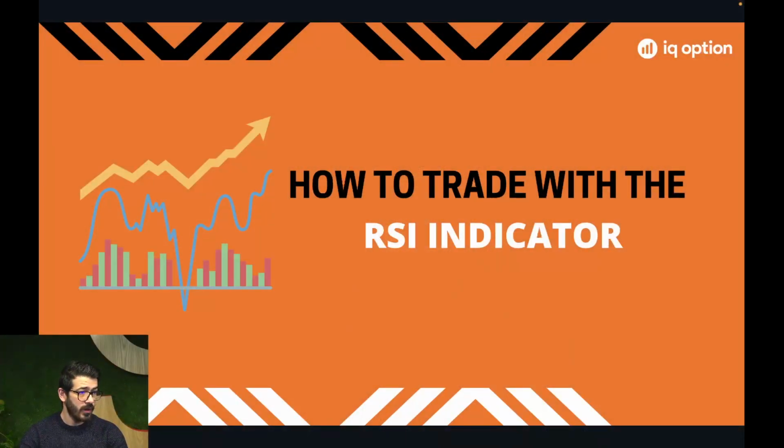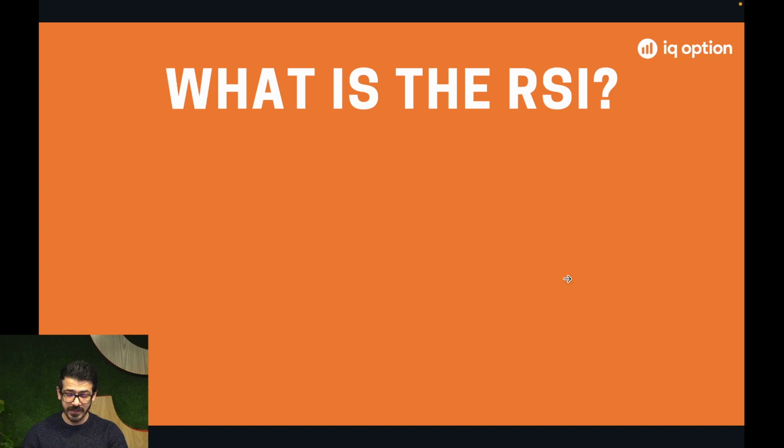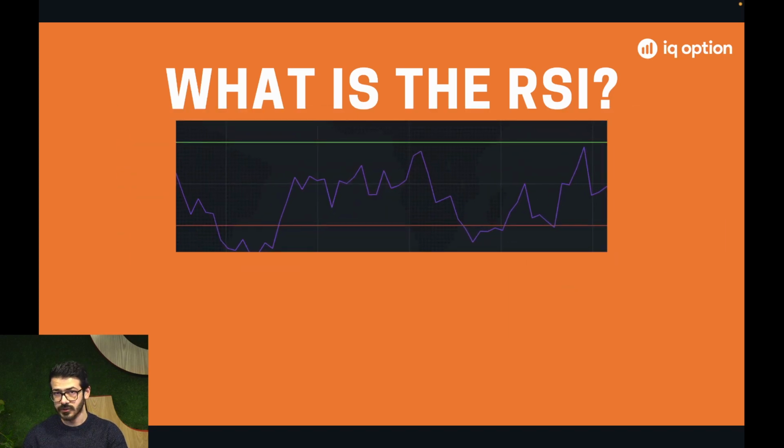Today, we are going to talk about the RSI indicator. What is it? How does it work? And how to use it. Okay, so first of all, the RSI indicator. What is the RSI? This is how it looks. You see the green line, the purple line, the red line.